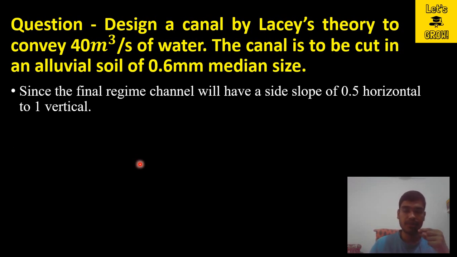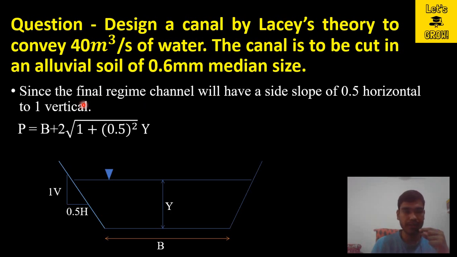So now we will assume a side slope. Generally for the final regime condition we assume a side slope of 0.5 horizontal to 1 vertical. Since the final regime channel will have a side slope of 0.5 horizontal to 1 vertical. So here in this figure you can see the canal. b is the bed width of canal, y is the depth of water, and side slope is given as 1 vertical to 0.5 horizontal.